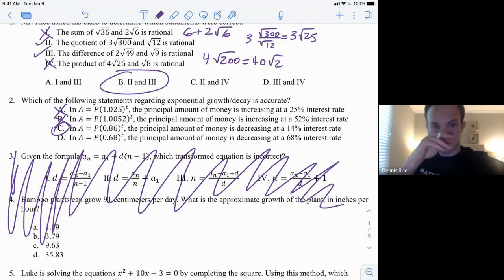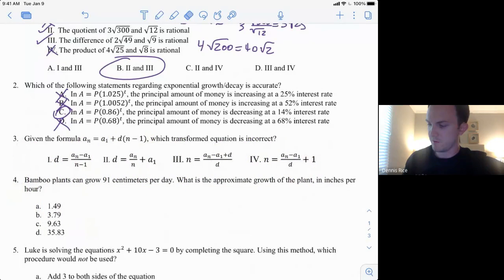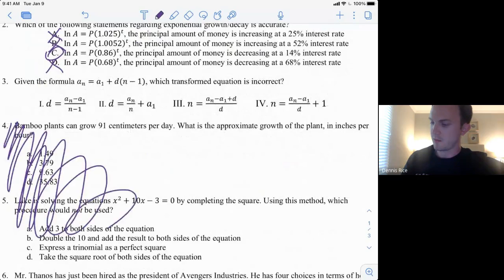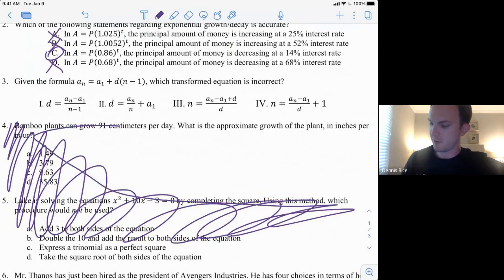So that's correct. In D, this is common. I could see someone putting D, they just see 68 and go, oh, it's 68% decay. We know it's decay because it's less than 1, but you're messing up the percent. Here it should be 32%. Very good. Okay, good question based on what we talked about just the other day. All right, and I like this next one because sometimes when we give literal equations, it's kind of just like, hey, here's the area formula, solve for H.